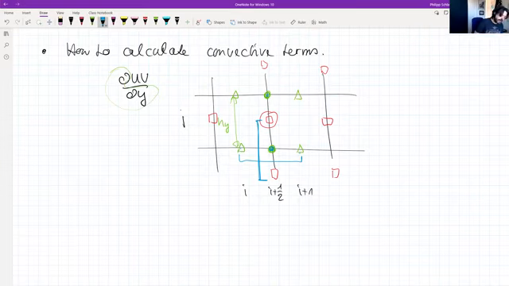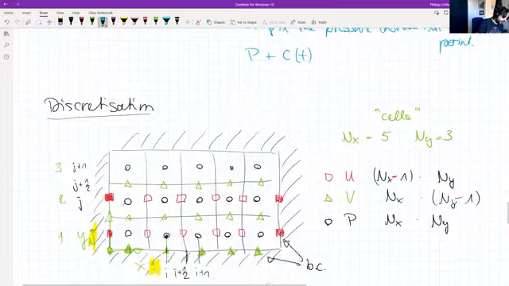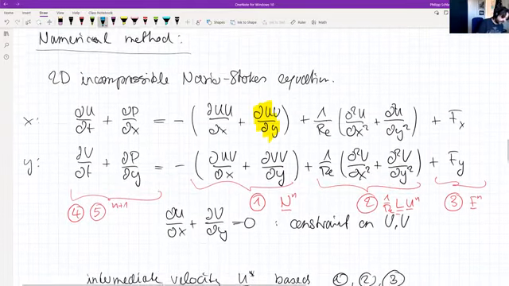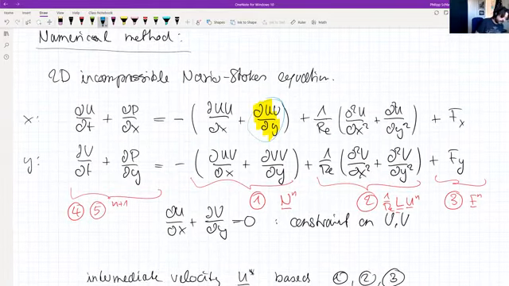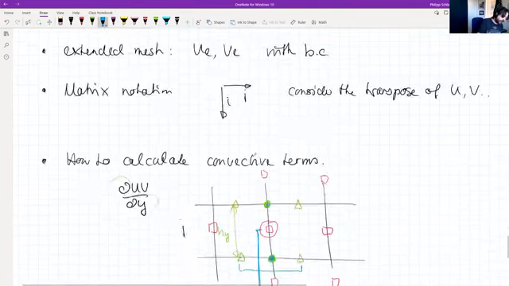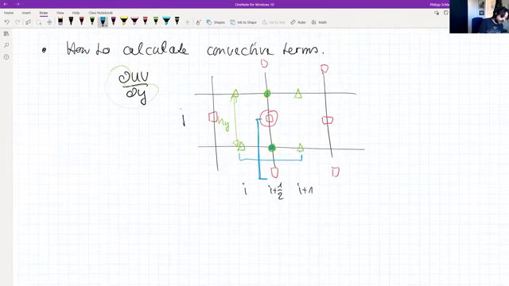So that's essentially the idea of how I would calculate the term d(uv)/dy as part of the streamwise momentum equation. So that means first I need to do an average of the v velocity in x, an average of the u velocity in y, and then do the finite differences between this point and this point.